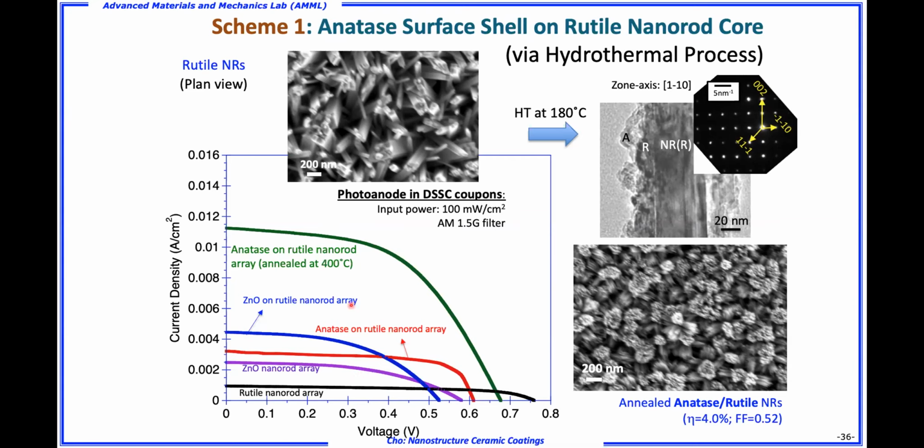In fact, the best performance was observed in this anatase on rutile nanorod just by annealing at a little bit higher temperature. Then we achieved the higher current while reducing a relatively small amount of the open circuit voltage. And the power conversion efficiency was about 4%, but the fill factor was a little bit low. So there's still some more room to further improve this dye sensitized solar cell configuration using this hybrid structure.